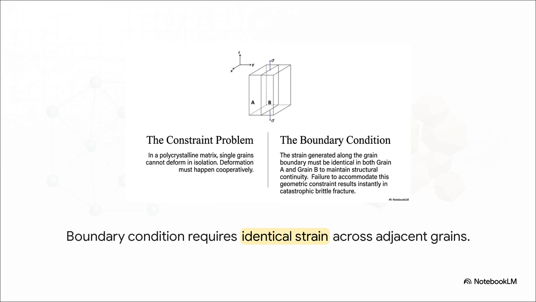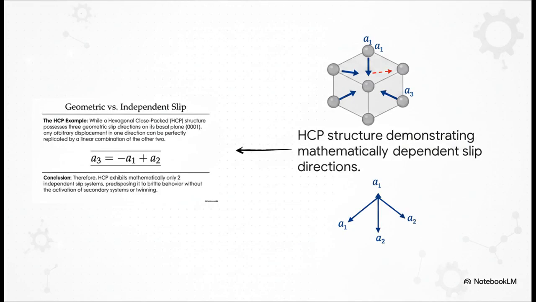Take adjacent grains A and B, for example. The strain generated along their shared boundary must be mathematically identical in both grains to maintain structural continuity. If they try to deform differently, microscopic gaps or overlaps will occur, and that results instantly in catastrophic brittle fracture. To achieve this identical strain and stay intact, grains need options, specifically multiple slip systems.